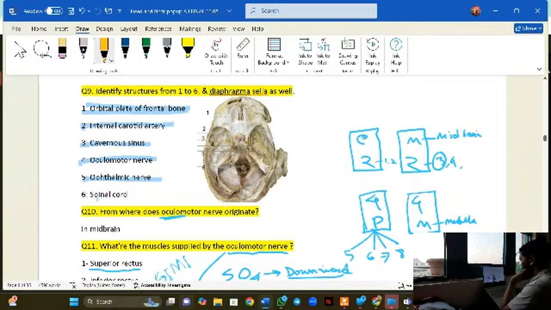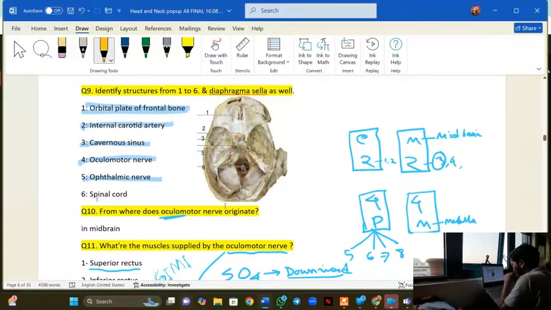Orbital plate of the frontal bone. Number 2, internal carotid artery. Number 3, cavernous sinus. Number 4, oculomotor nerve. Number 5, ophthalmic nerve. 6, spinal cord transected.